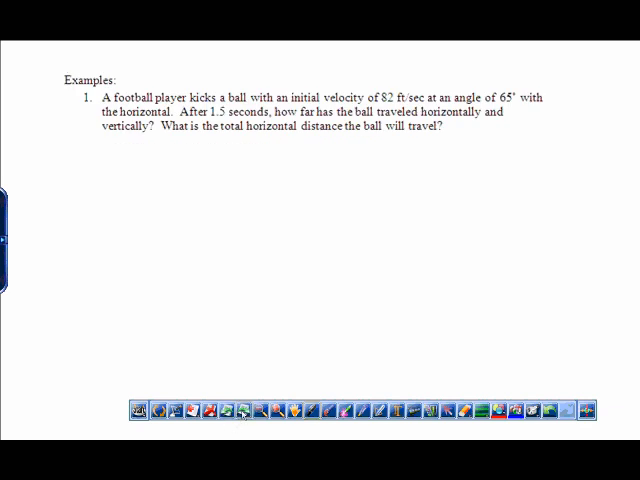So we've got a football player. He kicks a ball with an initial velocity of 82 feet per second at an angle of 65 degrees with the horizontal. After 1.5 seconds, how far has the ball traveled horizontally and vertically? All right, and then what is the total horizontal distance the ball will travel?